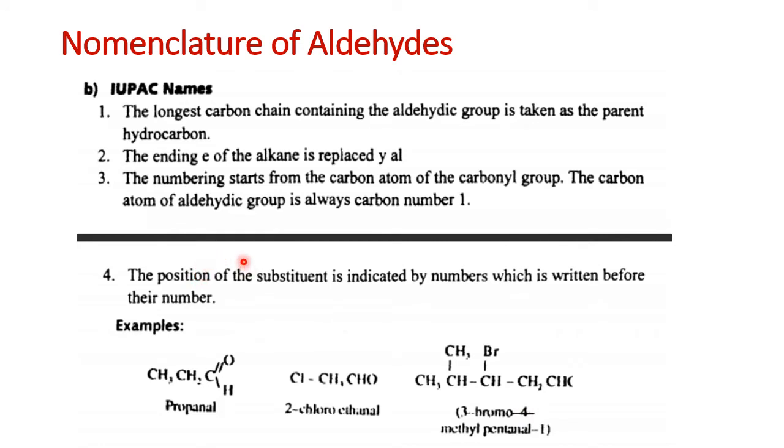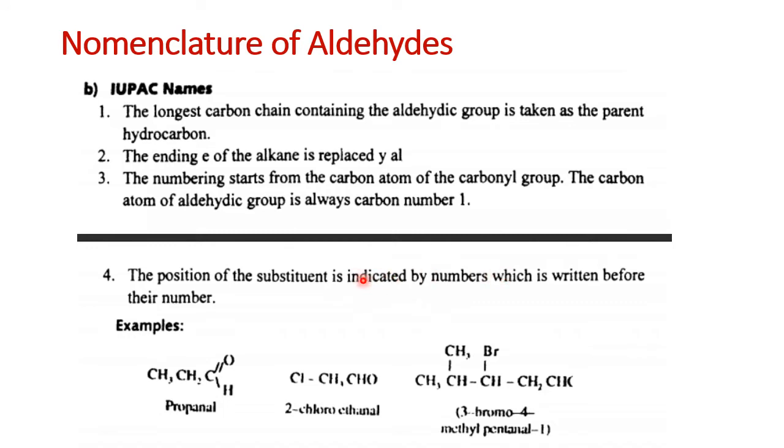If we go to the IUPAC system, we select the longest chain containing the aldehyde group as the parent hydrocarbon. So we will number from the side where the aldehyde group is, at the start of the chain, and we replace the 'e' of the alkane with 'al'. For example, one carbon aldehyde is called methanal, just like the alcohol methanol means one carbon alcohol.